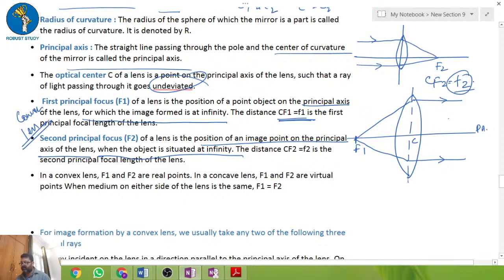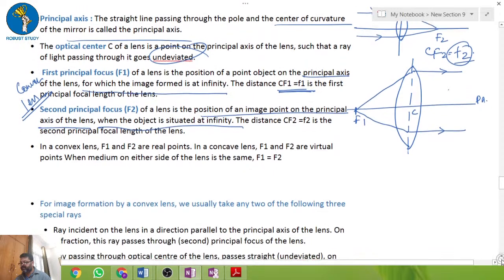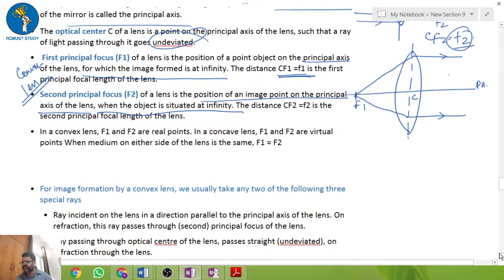So for the convex lens, f1 and f2 are real points. What we have discussed, f1 and f2, is it the same in concave? If I take the principal axis in concave, let me draw it nicely for you.